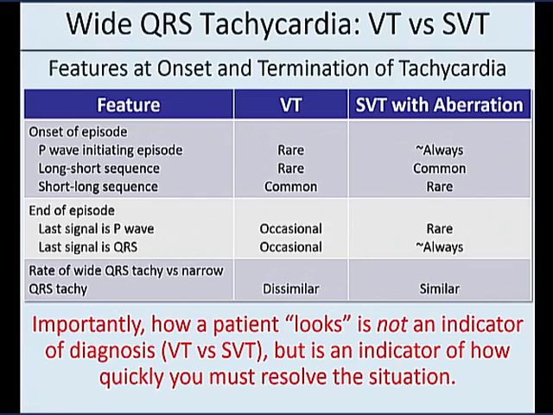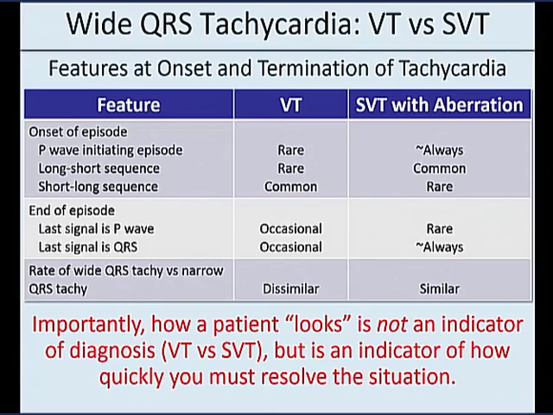At the end of an episode, we're all glad to see the end of an episode, but if the last thing you see is a P wave, it's very unlikely to be supraventricular. So if you have an atrial tachycardia and it's causing aberration and then it stops, why should the last thing you see be a P wave? Why didn't that conduct? It'd be very unusual to have AV conduction block exactly at the same time as the arrhythmia stops. So it'd be very unusual to be SVT with aberration, much more common with VT. If the last thing you see is a QRS, not so helpful. You will always see that with SVT with aberration and occasionally with VT as well, most of the time.